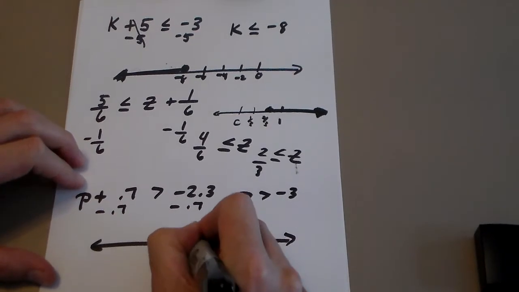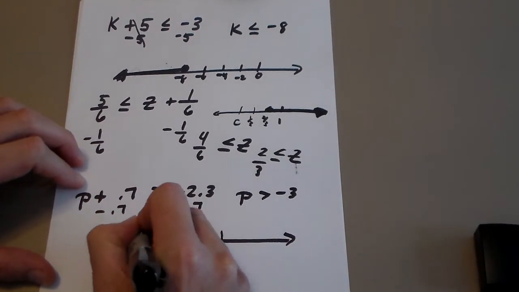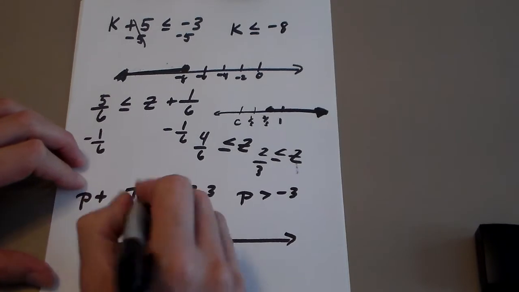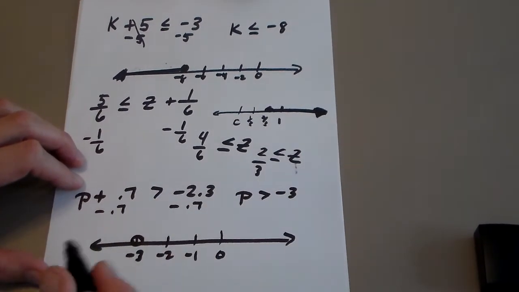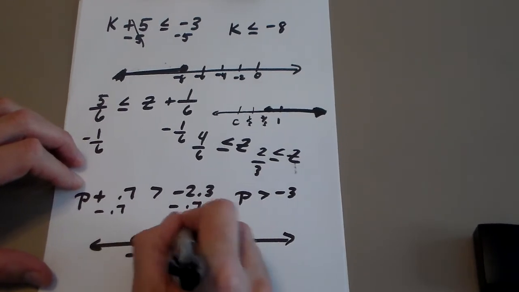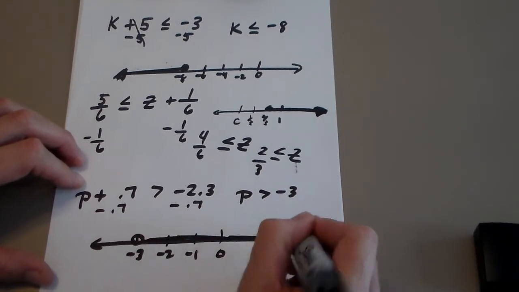So here's 0, here's negative 1, here's negative 2, here's negative 3. That's going to be an open circle at negative 3, and I want it to be greater than. So I'm going to shade out here.